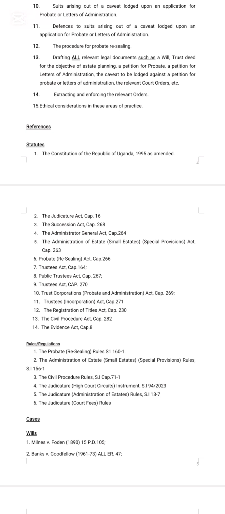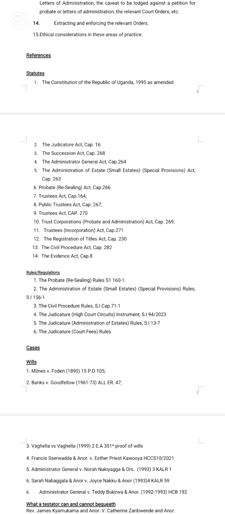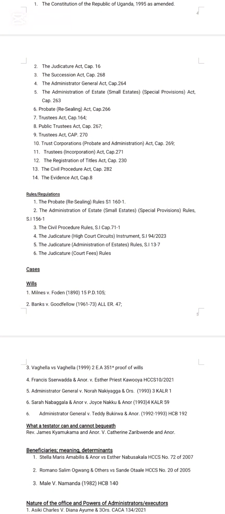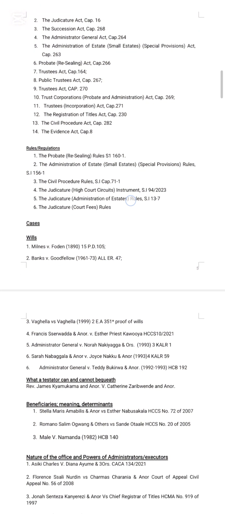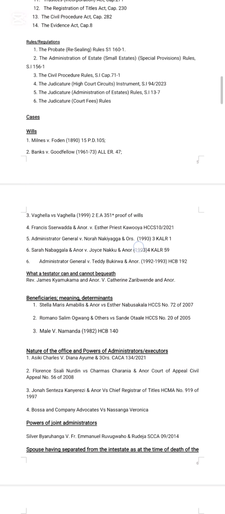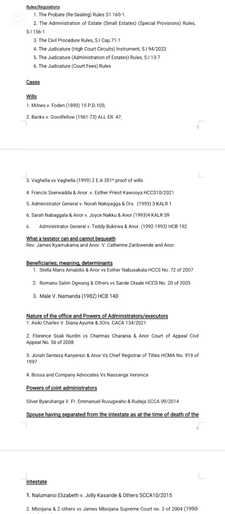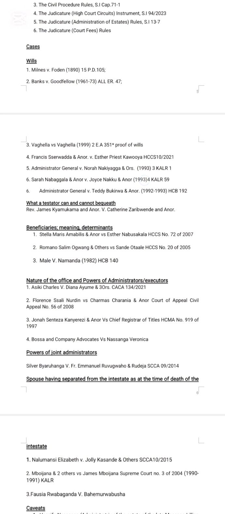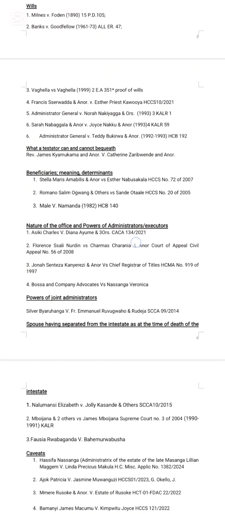Then we shall also look at extracting and enforcing relevant court orders. So the statutes, we have the Successions Act and the Administrator General's Act. Most importantly, we have the probate receiving rules. We have wills. Of course, in the case of Sarah Nabagara versus Joyce Naku, a will was defined as a testamentary document which bequeaths the property of the deceased.